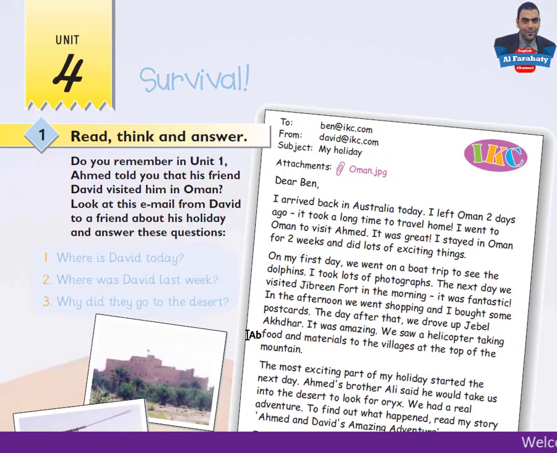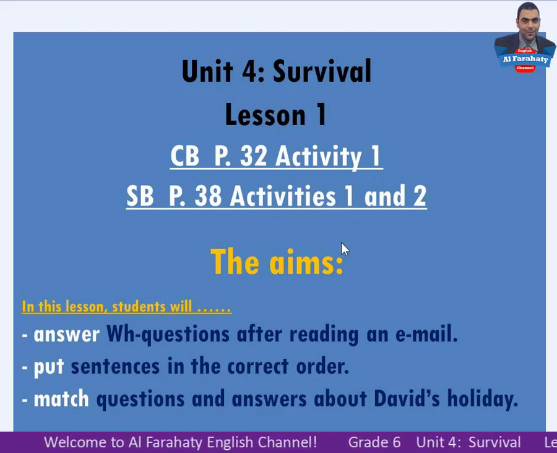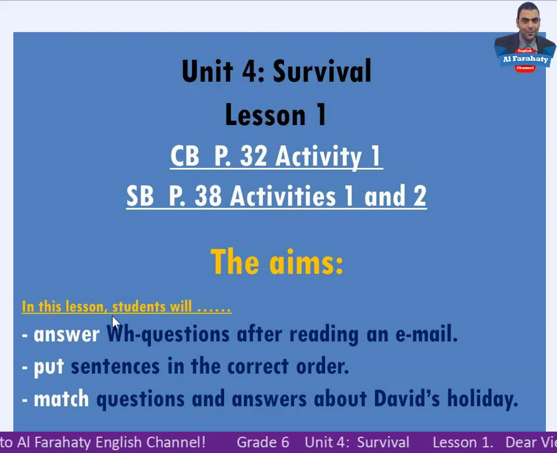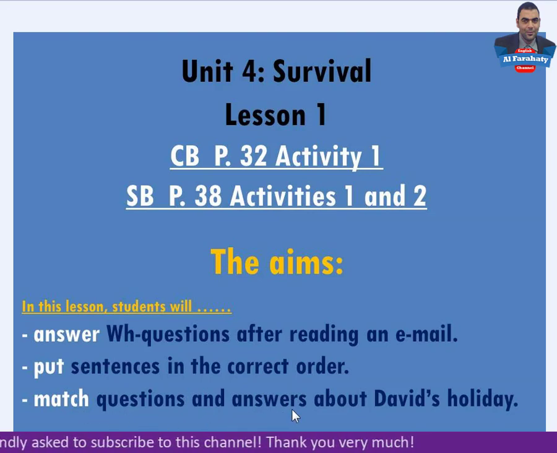What are the aims of this lesson? Let's check. Unit 4 Survival Lesson 1. Class book page 32, Activity 1. Skills book page 38, Activities 1 and 2. The aims: in this lesson, students will answer WH questions after reading an email, put sentences in the correct order, and match questions and answers about David's holiday.